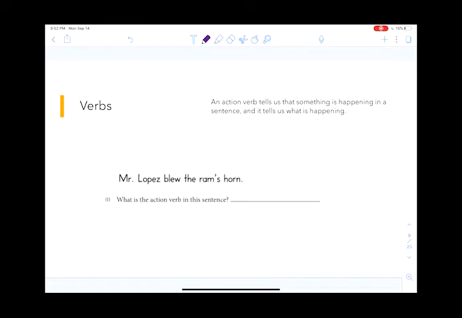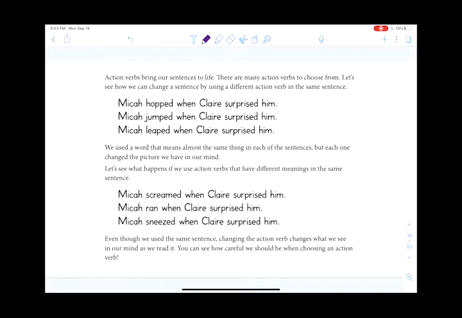An action verb tells us that something is happening in a sentence, and it tells us what is happening. For example, take the sentence, Mr. Lopez blew the ram's horn. What is the action verb in the sentence? That's right. The action verb is blew. Action verbs bring our sentences to life. There are many action verbs to choose from.